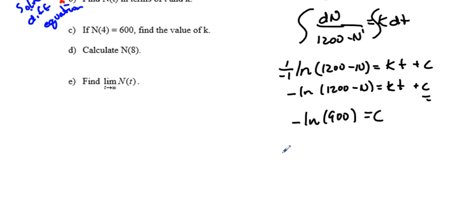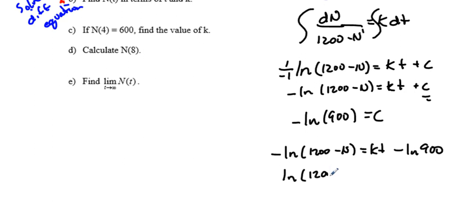We'll continue on. So we have negative natural log of 1200 minus N equals kt minus natural log of 900. Now we're going to solve for N, and we're going to keep this in terms of k and N of t. First off, we divide by negative 1. We have natural log of 1200 minus N equals negative kt plus natural log of 900.